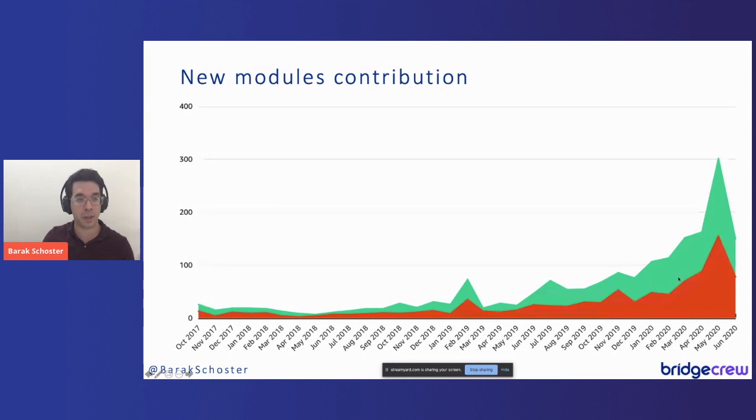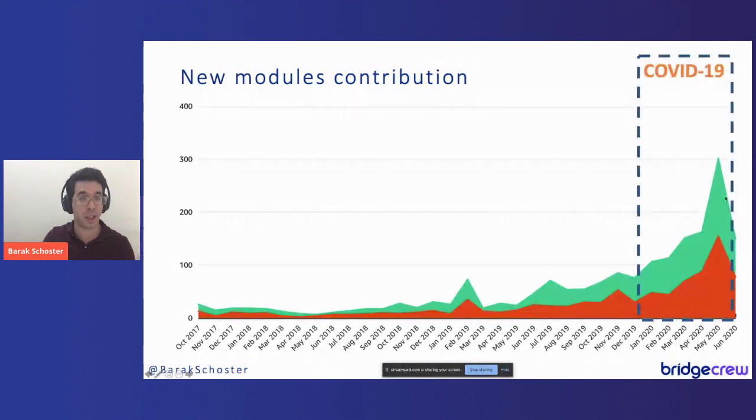So what we see here is that we had very few new modules contributed every month. And in the past months, the pace is like a hockey stick. And this is June, which is still not completed. And what happened during COVID? We had a huge spike, probably because of productivity and everybody being at home. We had a huge spike of new misconfigured modules in the open source.